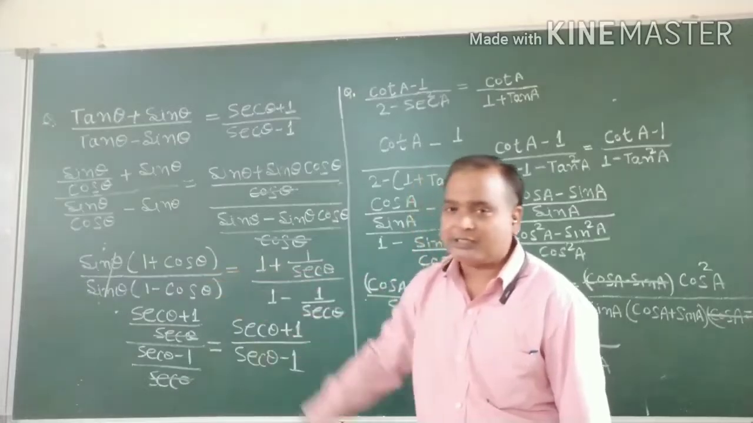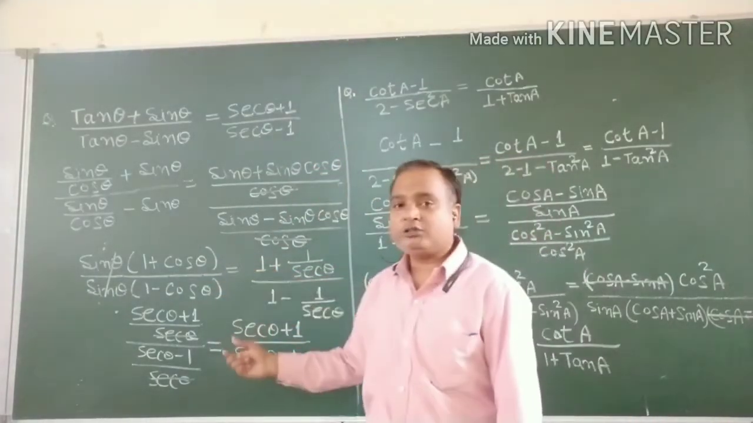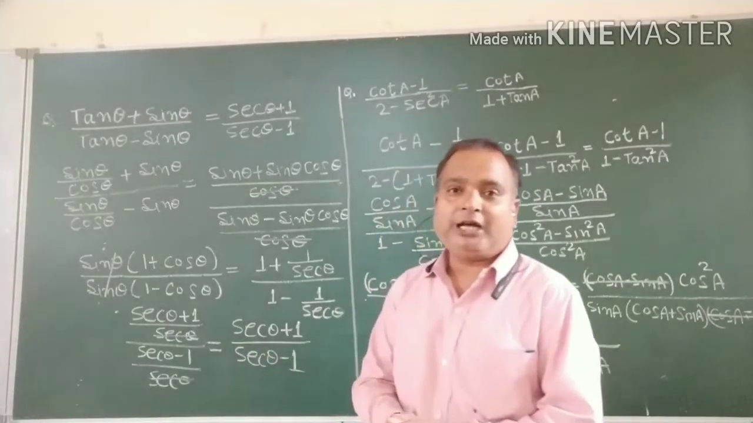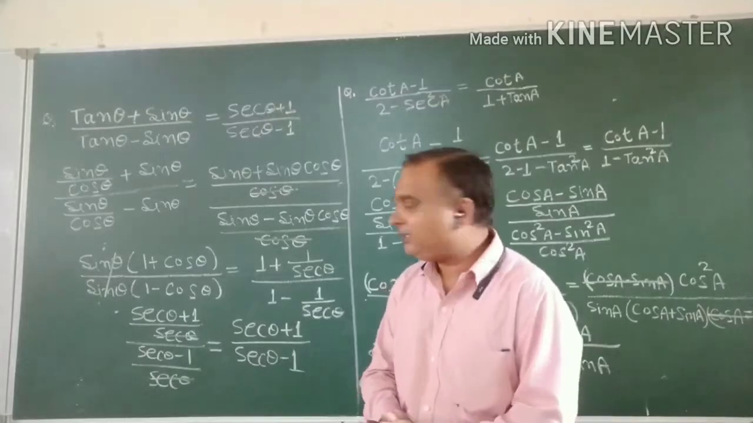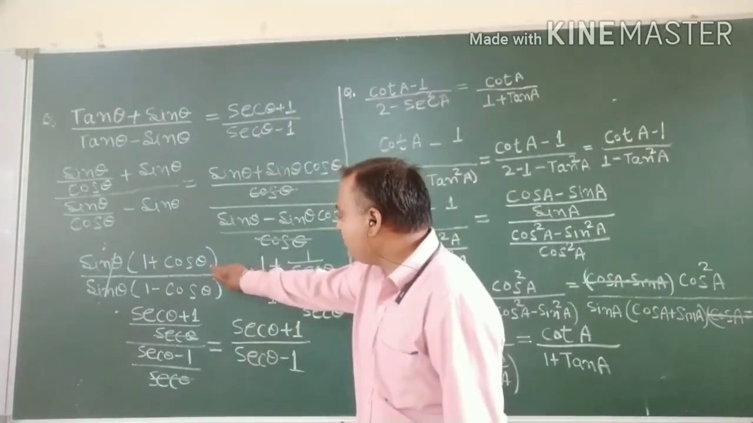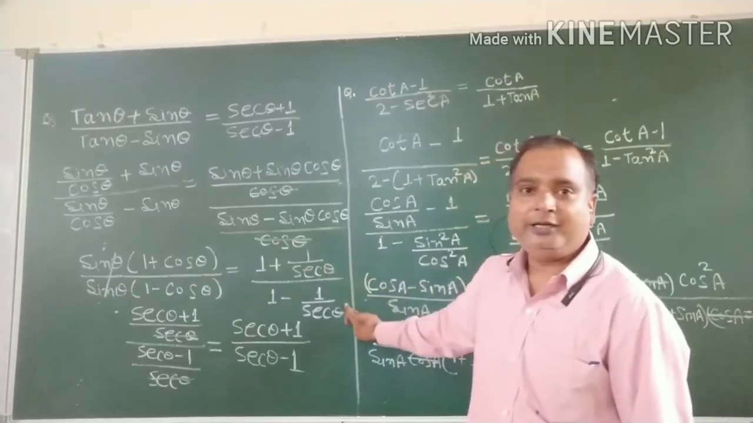Now sin theta is cancelled out. But we have to prove in terms of sec, but here it is cos theta. So we will replace cos theta in terms of sec theta. We know that cos theta equal to 1 upon sec theta. So in place of cos theta, we will write 1 upon sec theta in numerator and denominator.